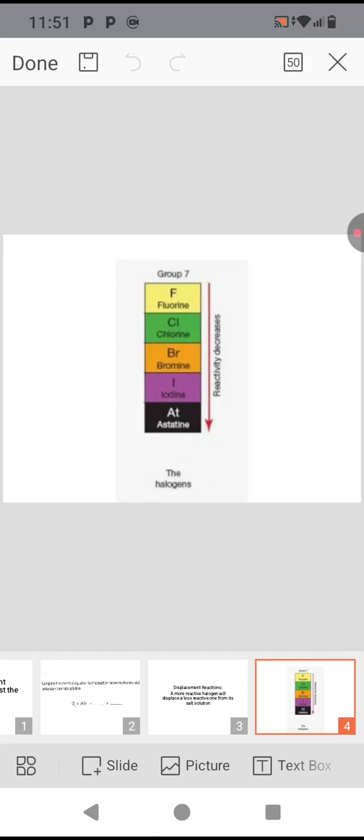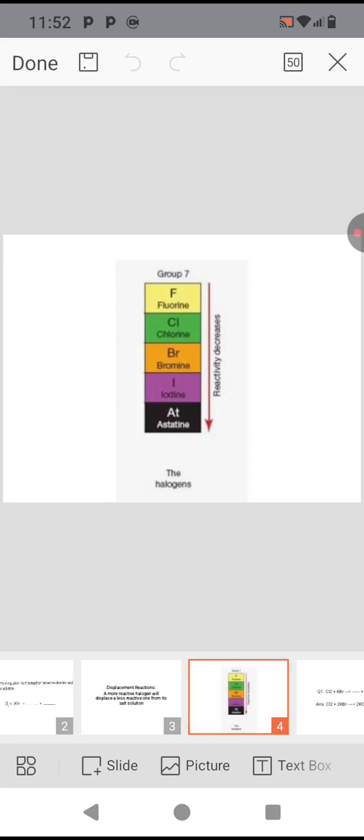How do we know a more reactive halogen? Looking at the periodic table, the halogens are in group 7. As we move down the group, we notice that their reactivity decreases. That means fluorine is the most reactive, followed by chlorine, bromine, iodine, then astatine as the least reactive.